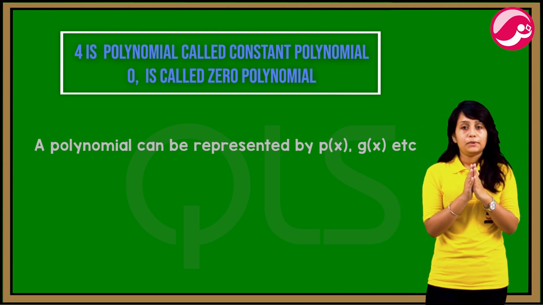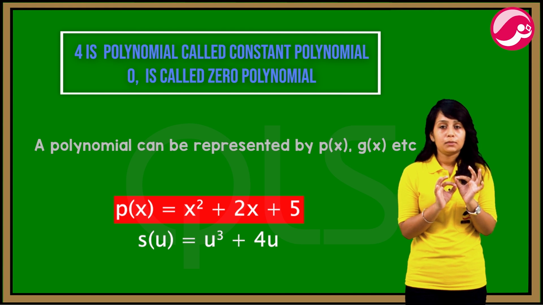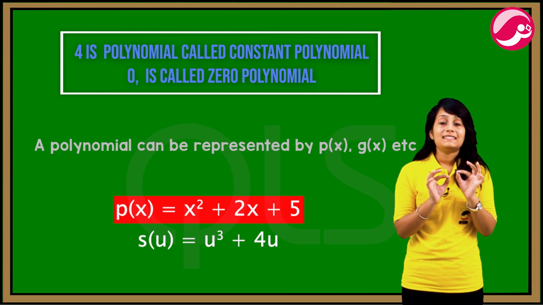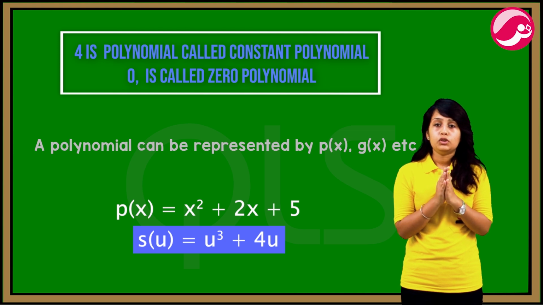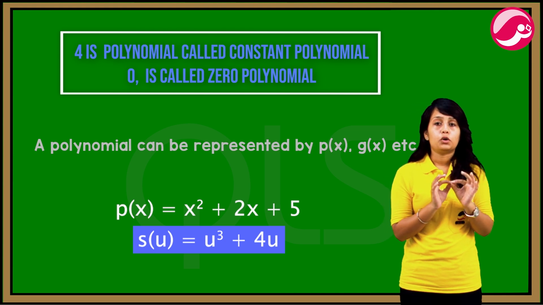For example, p of x is equal to x square plus 2x plus 5. This is a polynomial in x. Another example, s of u equal to u cube plus 4u is a polynomial in u.